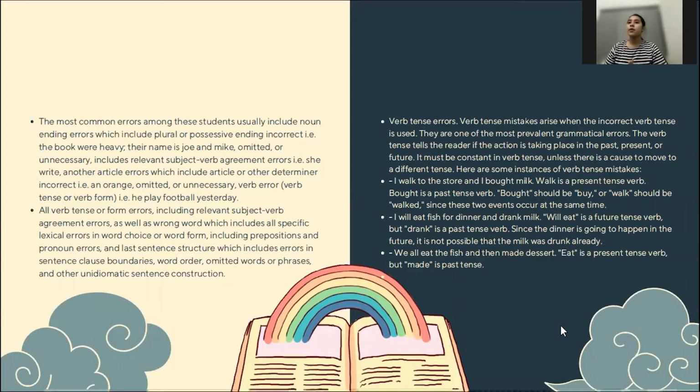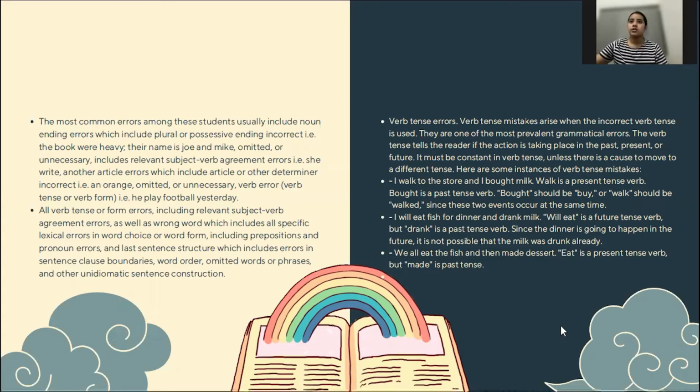Okay, so the most common errors among the students usually include noun ending errors, which include plural and possessive endings incorrect. Okay, so verb tense or form errors, including relevant subject-verb agreement errors, as well as wrong words, which includes all specific lexical errors in word choice or word form, including preposition and pronoun errors. And last, sentence structure, which includes errors in sentence clause boundaries, word order, omitted words and phrases, and other sentence construction.